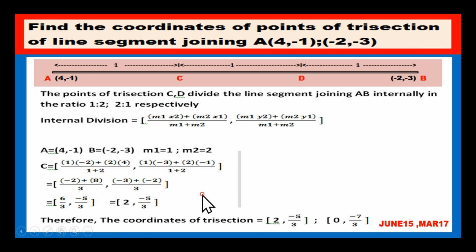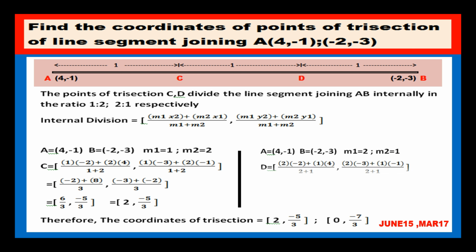Now, let us find the coordinates of D. Again, A and B values do not change, but the internal division ratio: D may divide AB in the ratio 1 plus 1, 2:1, isn't it? Therefore, m1 is equal to 2 and m2 is equal to 1. The same x1, y1, x2, y2 values do not change. Only the ratio may change. m1 is 2 and m2 is equal to 1.